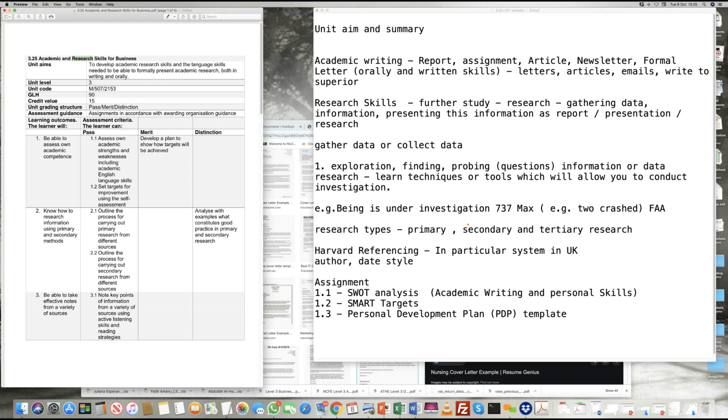Now, getting into details, why do we do research? What is primary research, secondary research?